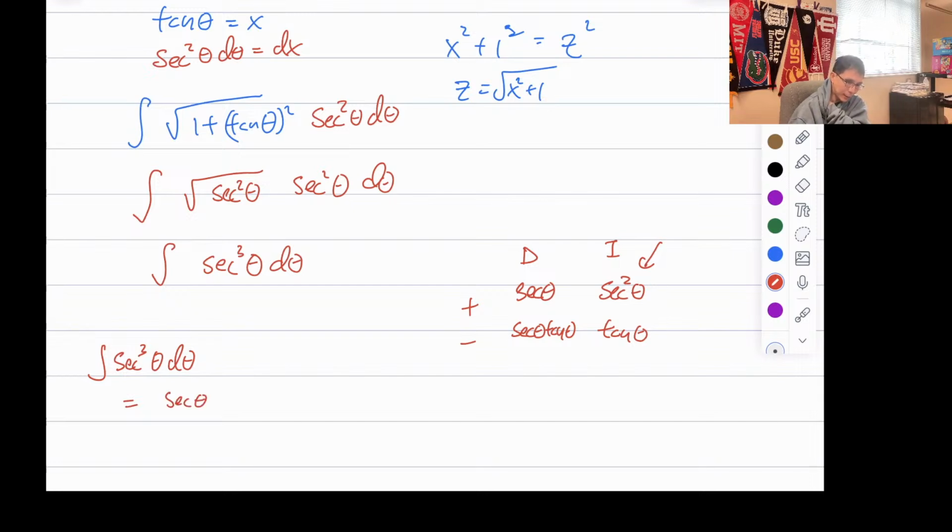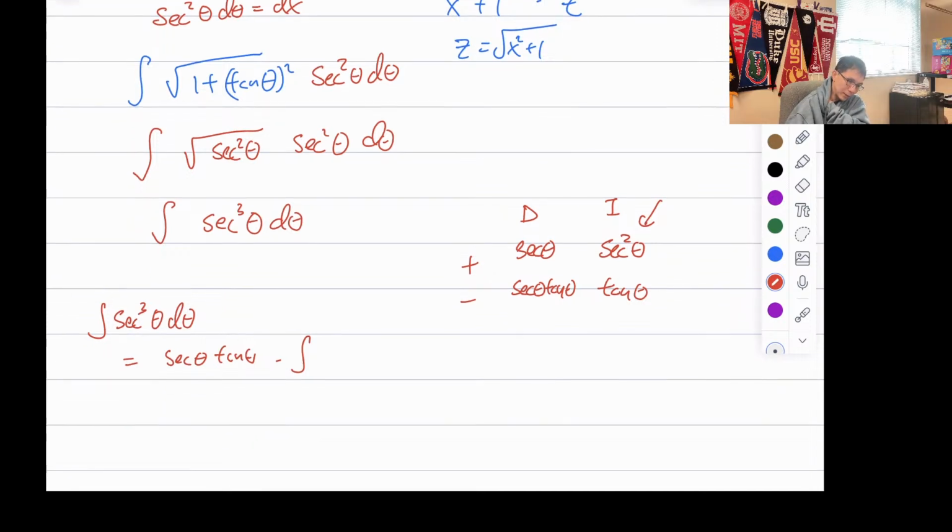Secant theta tan theta, would you say? Minus integration of what? Secant theta tangent squared theta. Secant of theta tan squared theta d theta. Are we okay here? Yeah.